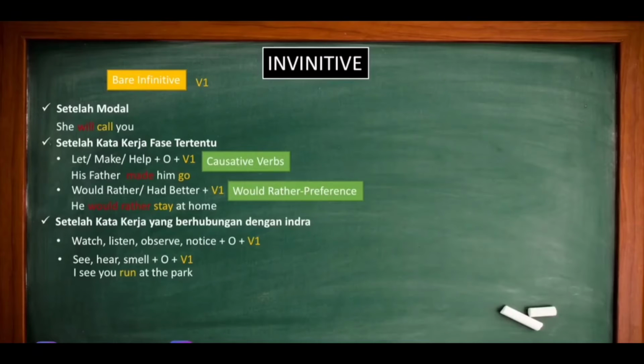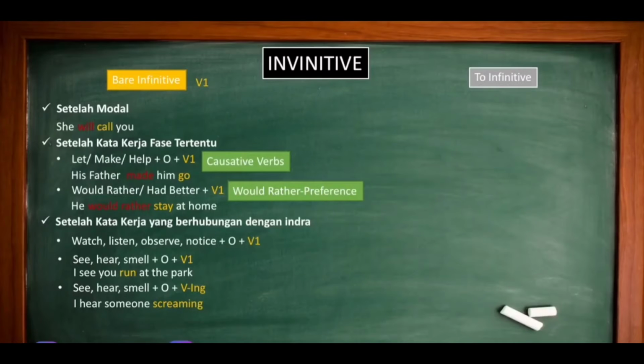For example, I see you run at the park. And the third, you can use see, hear, smell plus object plus verb ing. Both look the same, but the difference is that with verb one the action is seen in full, while with verb ing it is not done intentionally. For example, I hear someone screaming.